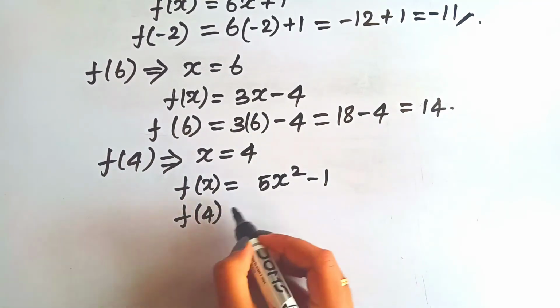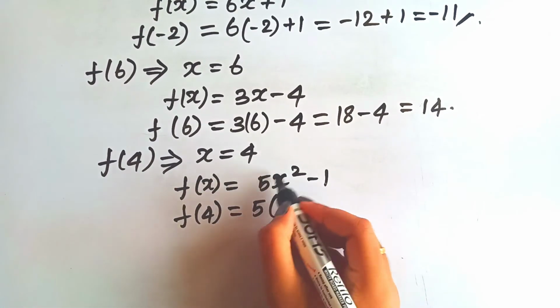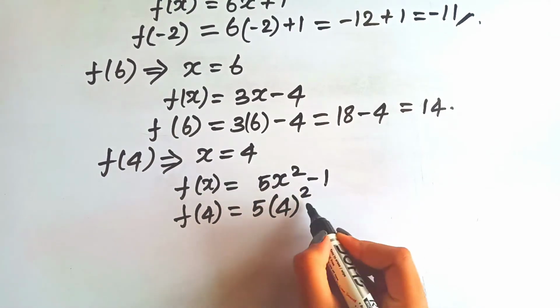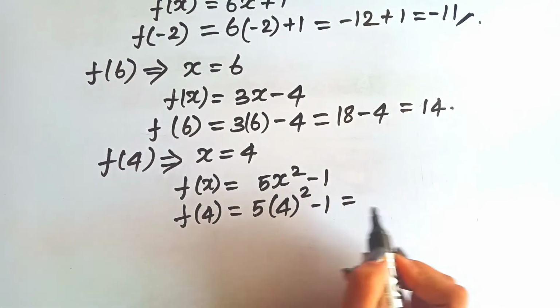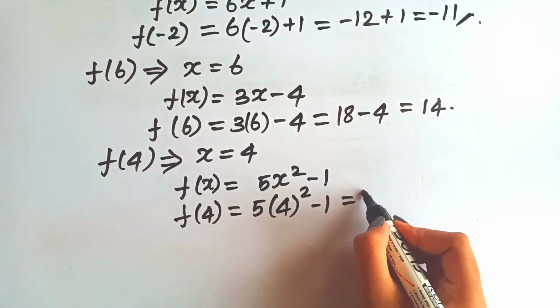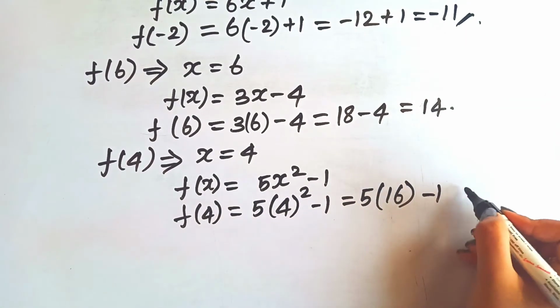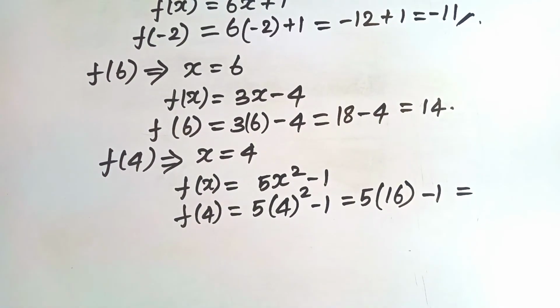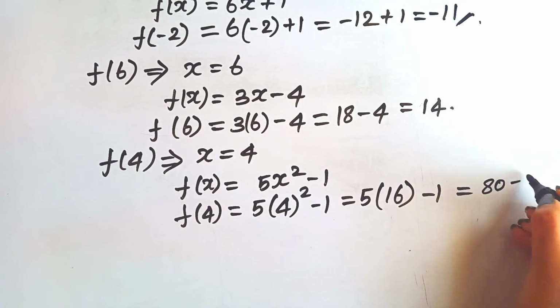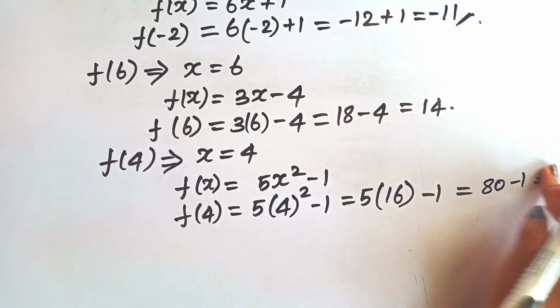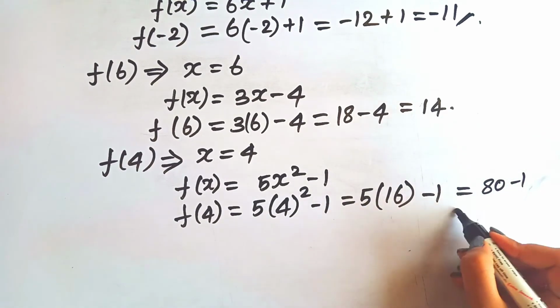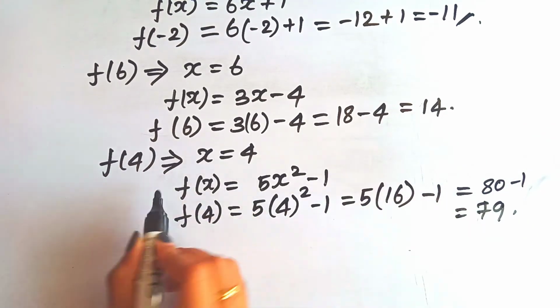So f of 4 is equal to 5 into, in the place of x we are substituting 4, minus 1, which is equal to 5 into 4 4s are 16, minus 1. So it will be 80 minus 1, which is equal to 79. So we have found f of 4.